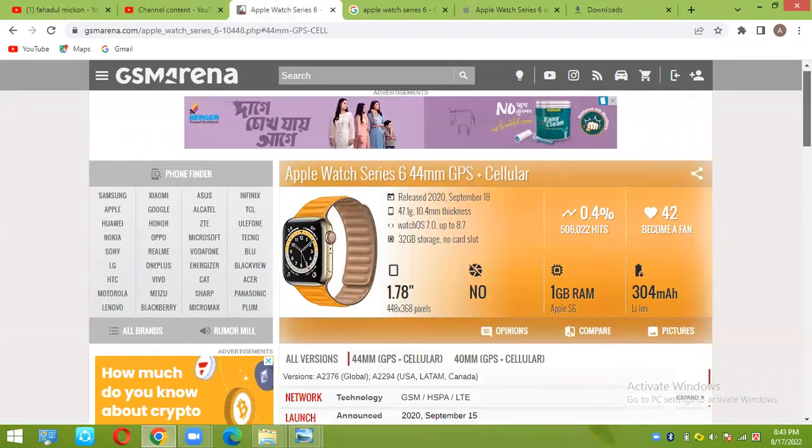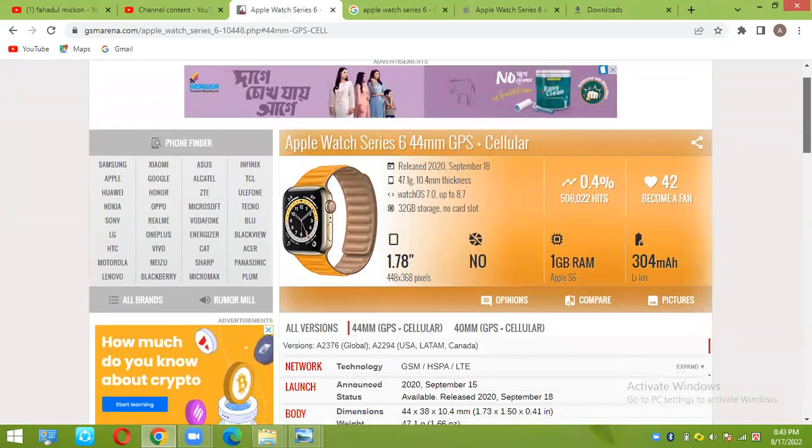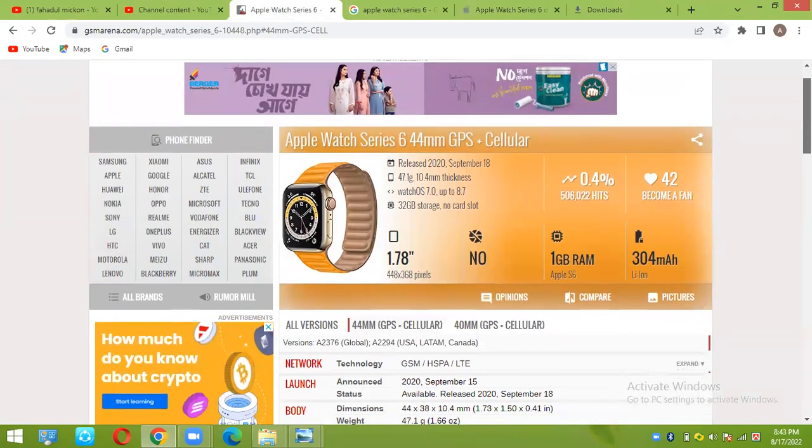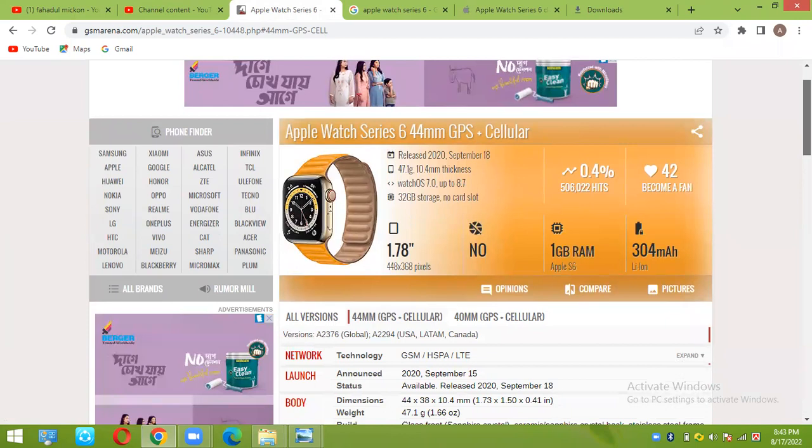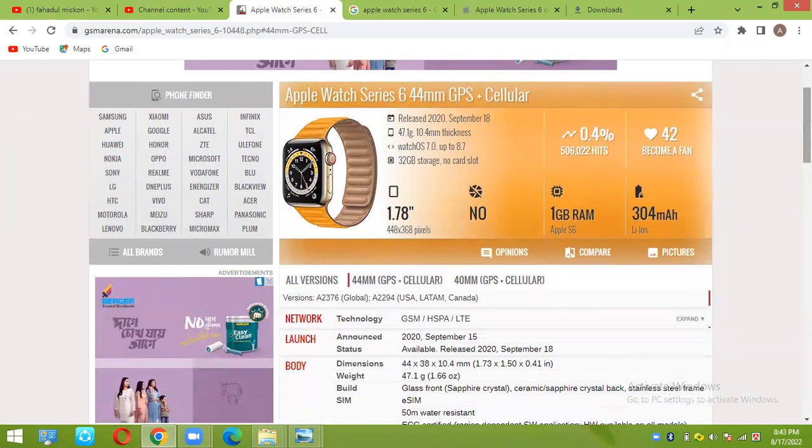If we go to the Apple Watch Series 6 specifications, here we can get some ideas. I searched on a website and I found some specifications about Apple Watch Series 6. Let's see how Apple Watch Series 6 is and should we go for it or not. So it was released on 18th September 2022, and Apple Watch Series 6 has 32 storage and you cannot use any card slots. It does not support a card slot.